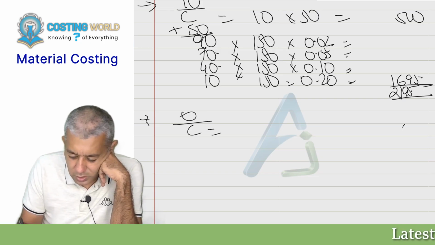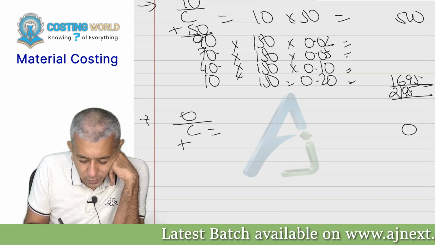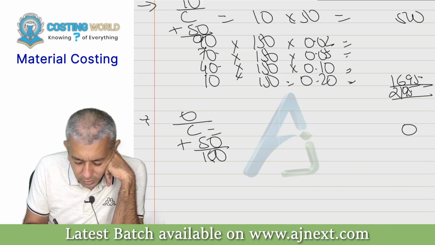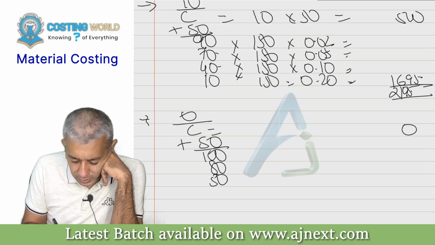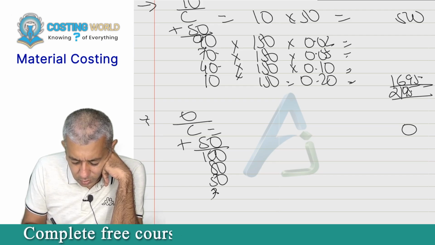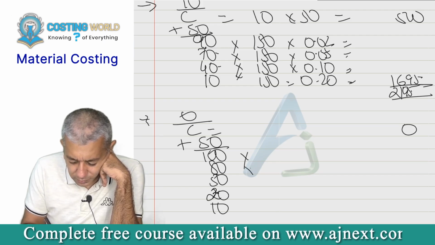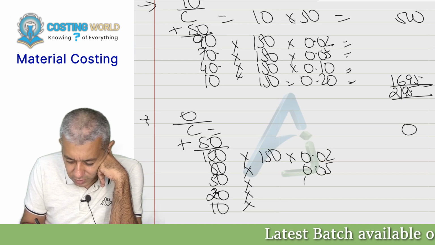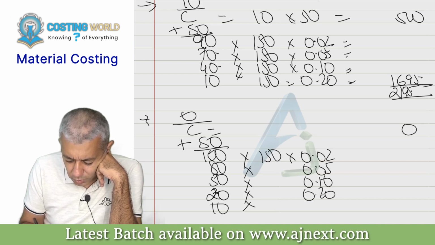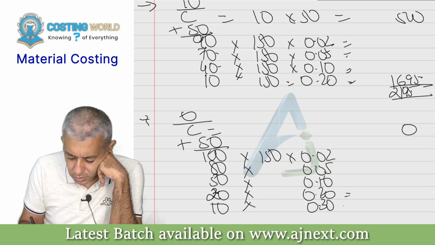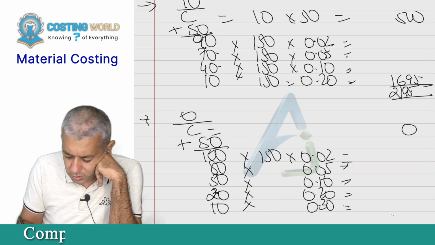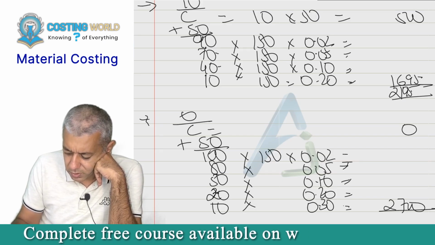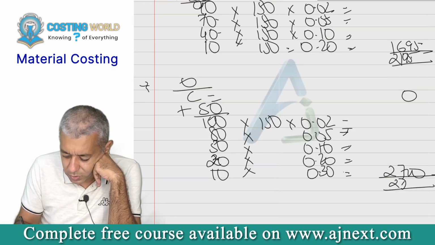Last option, do not keep any safety stock. So carrying cost in any case will become 0, plus stock out cost will be 100, 80, 50, 20 and 10 into 150 everywhere into 0.02, 0.05, 0.10, 0.20, 0.30, no? Yes, sir. Okay, the total comes to how much? 2700. So therefore least over here will be 2700.